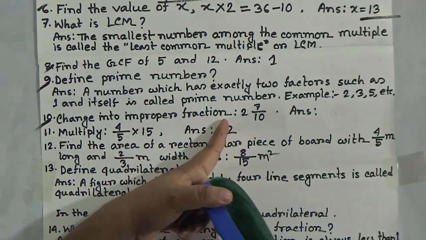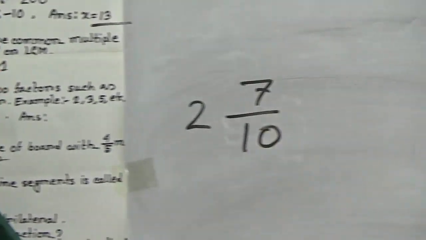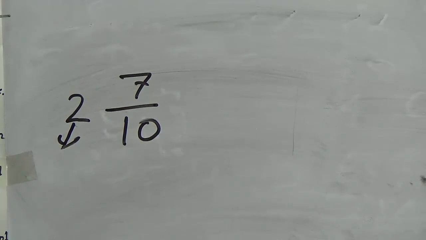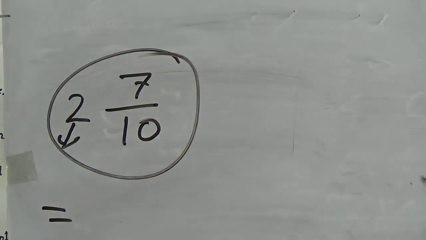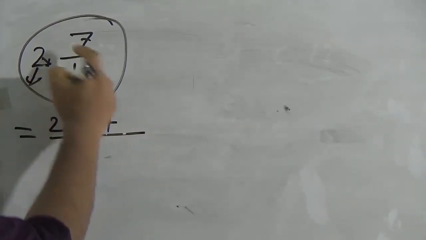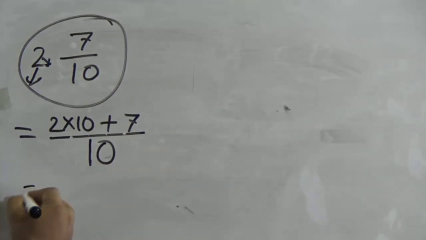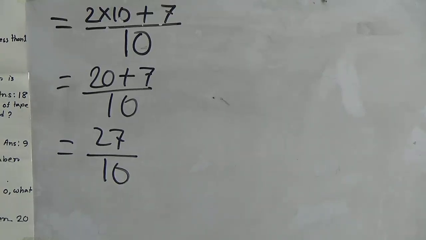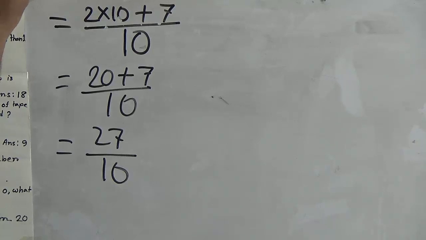Our next question is 10. Change 2 and 7 by 10 into an improper fraction. We want to convert this mixed fraction into an improper fraction. This number is called the whole number. So how can we do it? At first we multiply this whole number with the denominator and add the numerator. That means 2 tens are how much? 2 multiplied by 10 plus this numerator, and the denominator will be here. Then 2 tens are 20 plus 7 divided by 10. That means 27 divided by 10. So 2 and 7 by 10 changed into an improper fraction equals 27 by 10.